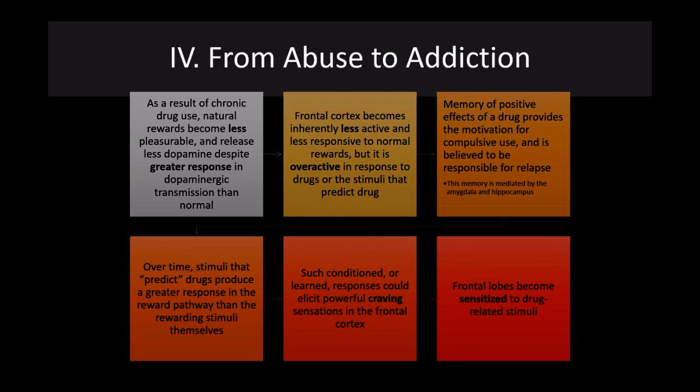Over time, those cues that we talked about earlier produce greater responses in the reward pathway than rewarding stimuli themselves. And we talked about that as well in the previous lecture. This then elicits craving sensations, and then finally the frontal lobes become sensitized to drug-related stimuli and over-respond to those stimuli.